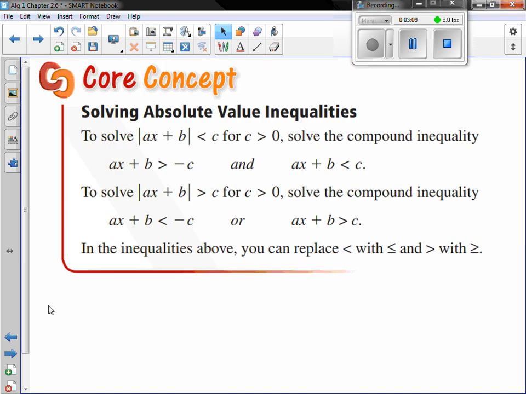Solving absolute values, you have this here. If the absolute value of ax plus b is less than c, it's going to be greater than negative c and less than c. So we write the first one, we drop the absolute values and leave it. But when we change the sign for c, we flip it.